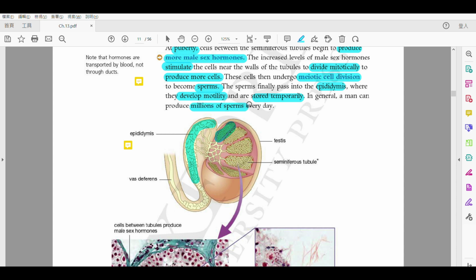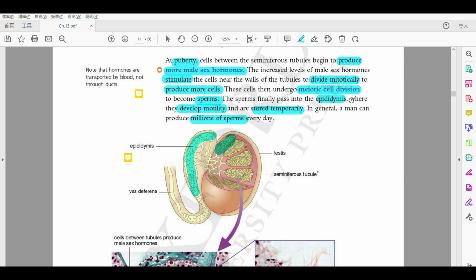When we go back to the classroom face to face, I will try to tell you the details about mitosis and meiosis. It is just extra knowledge, so don't worry. Make sure you understand the process first.